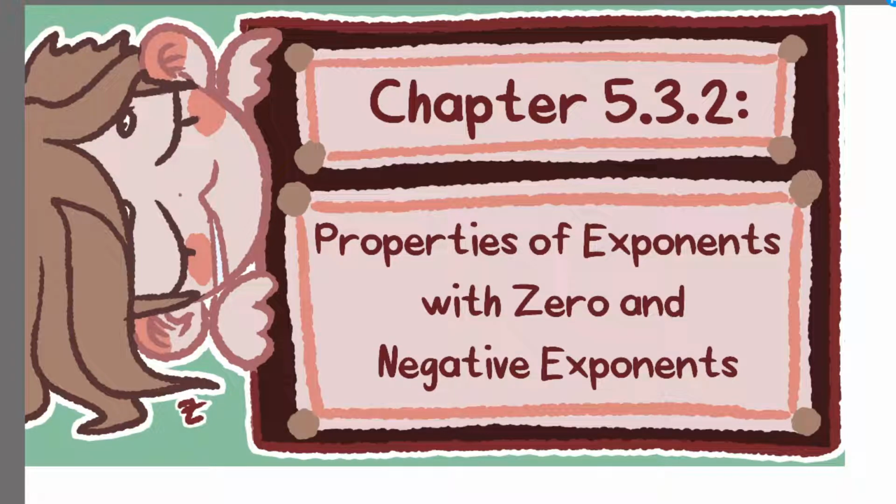Hi, so today in this video we're going to be covering chapter 5.3.2, which is properties of exponents with 0 and negative exponents. We sort of talked about this in our last video. I will quickly cover our exponent rules for 0 and negative exponents, but if you want a more in-depth view about the rules of exponents, please go look at my chapter 5.3.2 for a more comprehensive view on negative and 0 exponents.